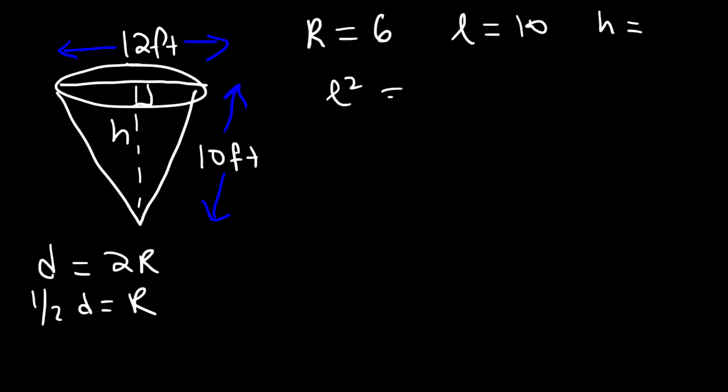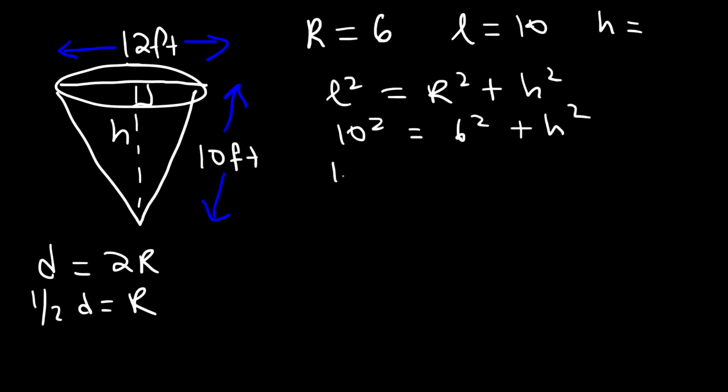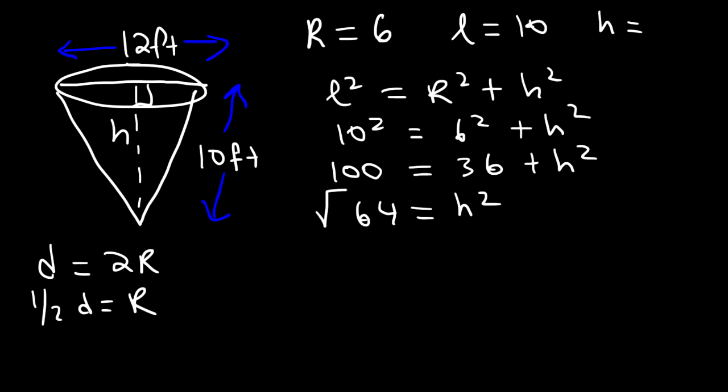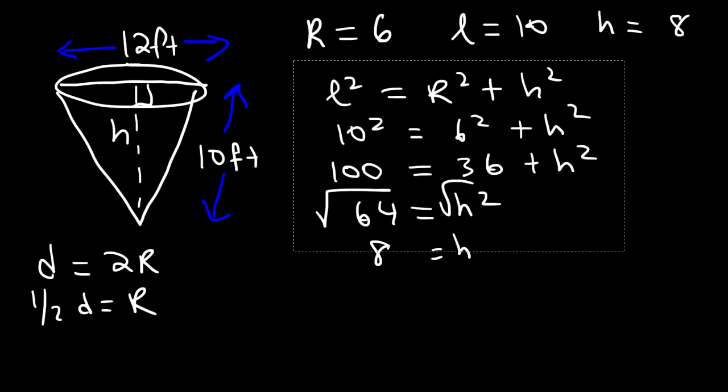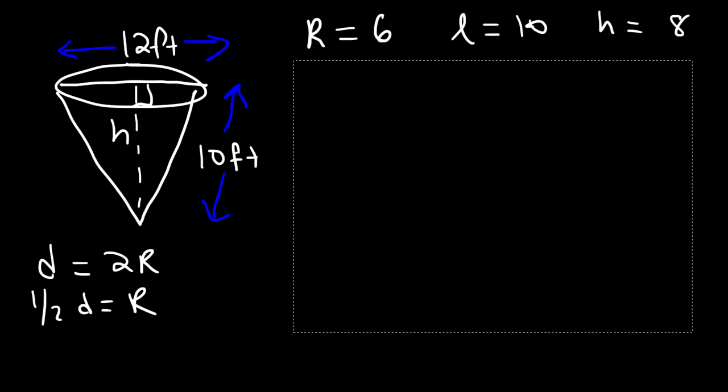So using this equation, L squared is equal to R squared plus H squared. So 10 squared is equal to 6 squared plus H squared. 10 squared is 100. 6 squared is 36. And 100 minus 36 is 64. And the square root of 64 is 8. So the height of the cone is 8 feet. It's a pretty long cone.